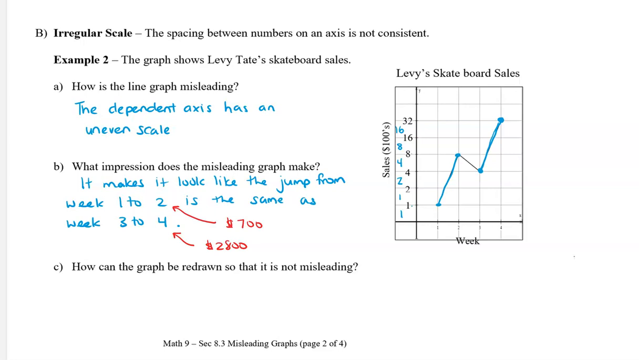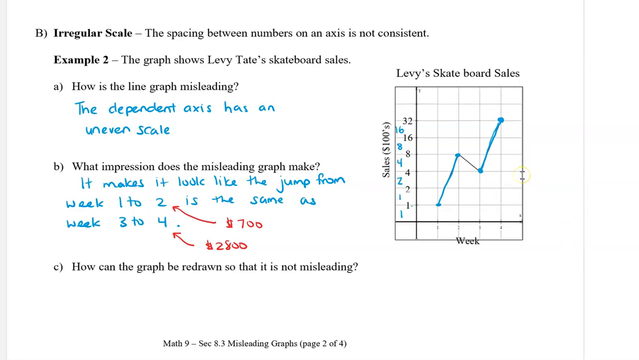Now why would someone want to do that? Well, probably to show maybe that it's consistent. So we can see that the graph has the same 3 jumps, the same slope actually. So the person might actually want to show that, hey, you know what? Our skateboard sales are always the same, and we're always doing very well, even though there might be a little dip from week 2 to 3.